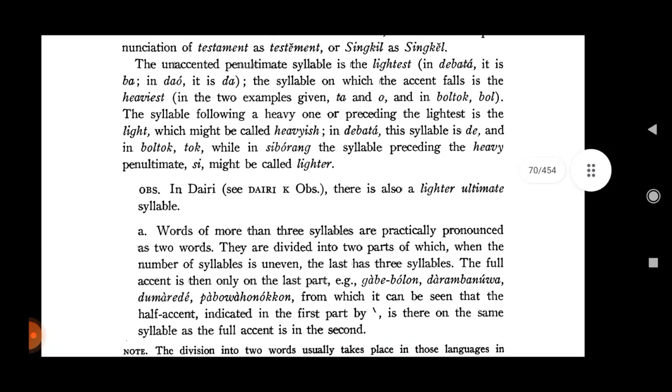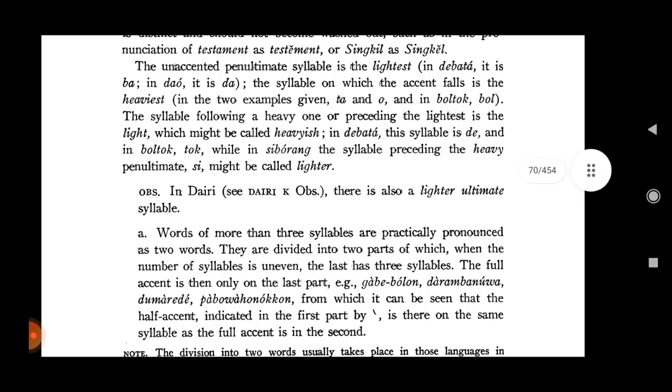The unaccented penultimate syllable is the lightest. In Debata, it is ba. In Dao, it is da. This is the syllable on which the accent falls.